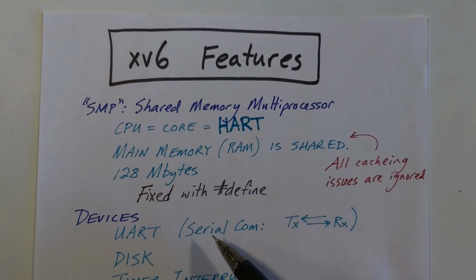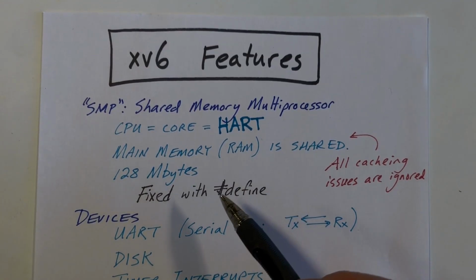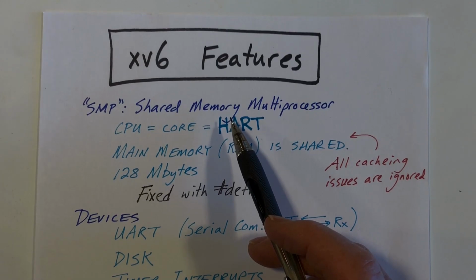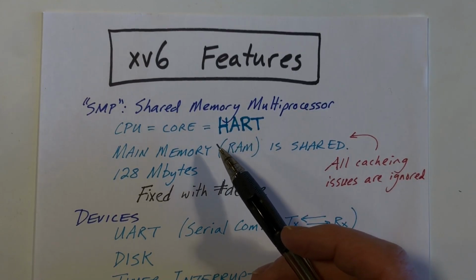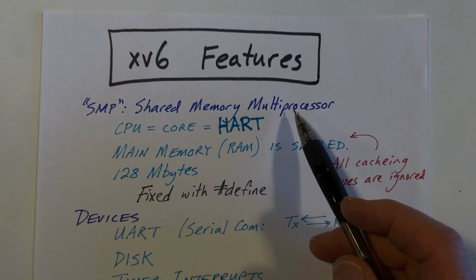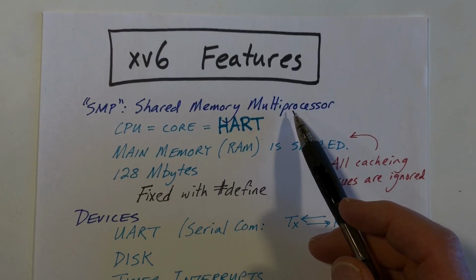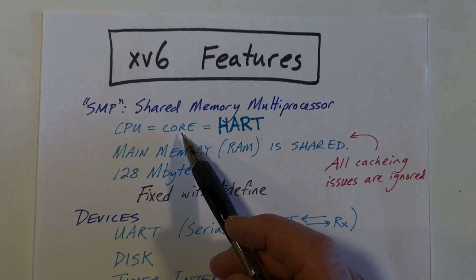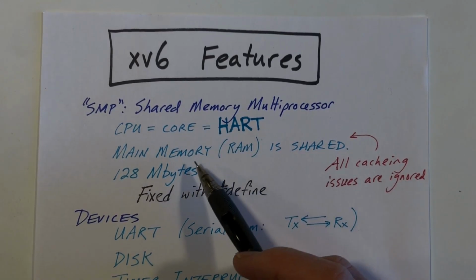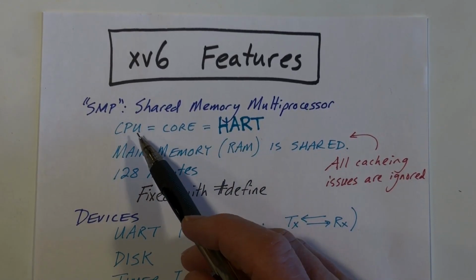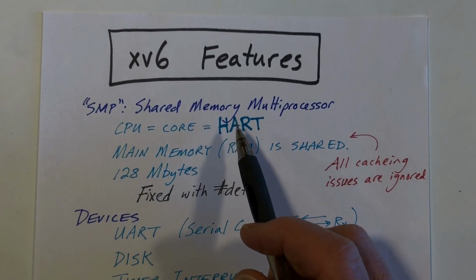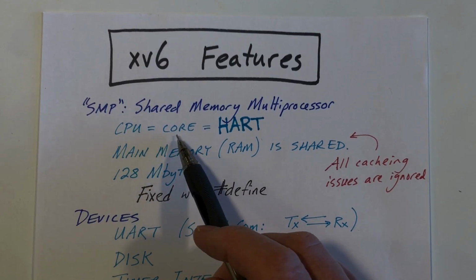xv6 is an educational kernel, and in this video I am going to talk about some general features of the kernel. It's meant to run on a shared memory multiprocessor. In other words, it's meant to run on a system with multiple cores, but which all share a single range of main memory.